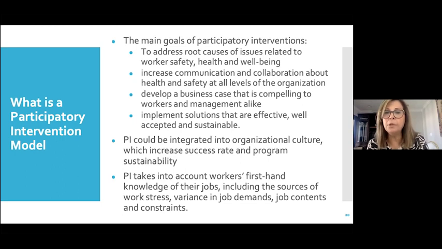Typically, the main purpose of the participatory intervention is that it takes into account workers' first-hand knowledge about their jobs, including the sources of stress, variance in job demand, job control, and job constraints. So workers are the people who know best what in their work is stressful.